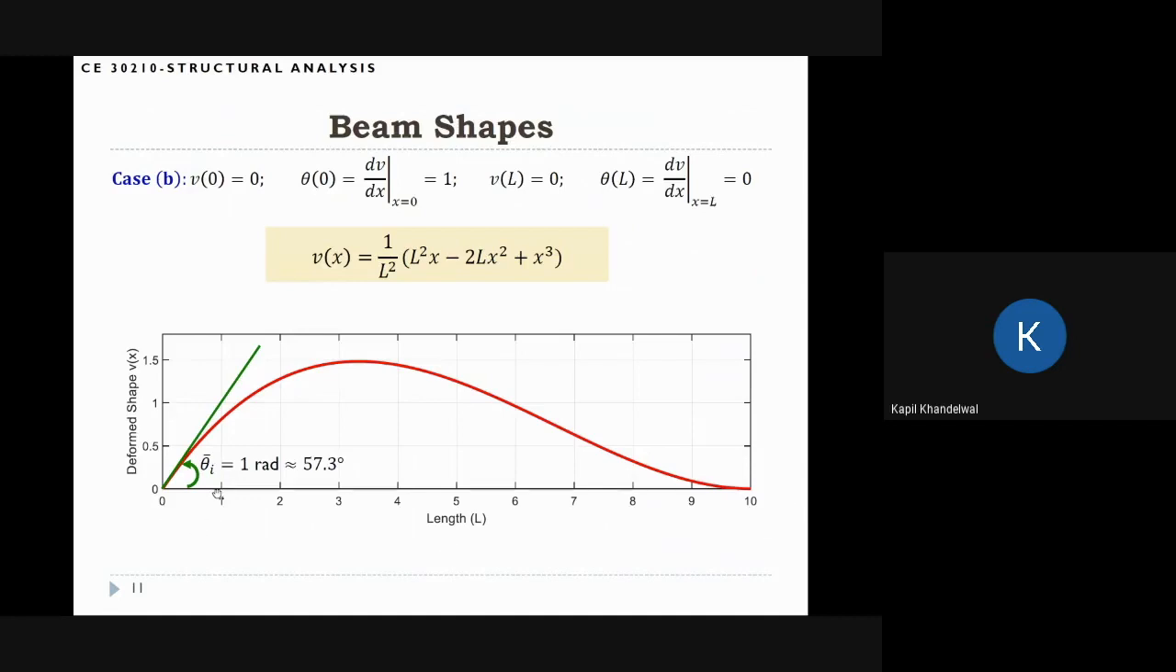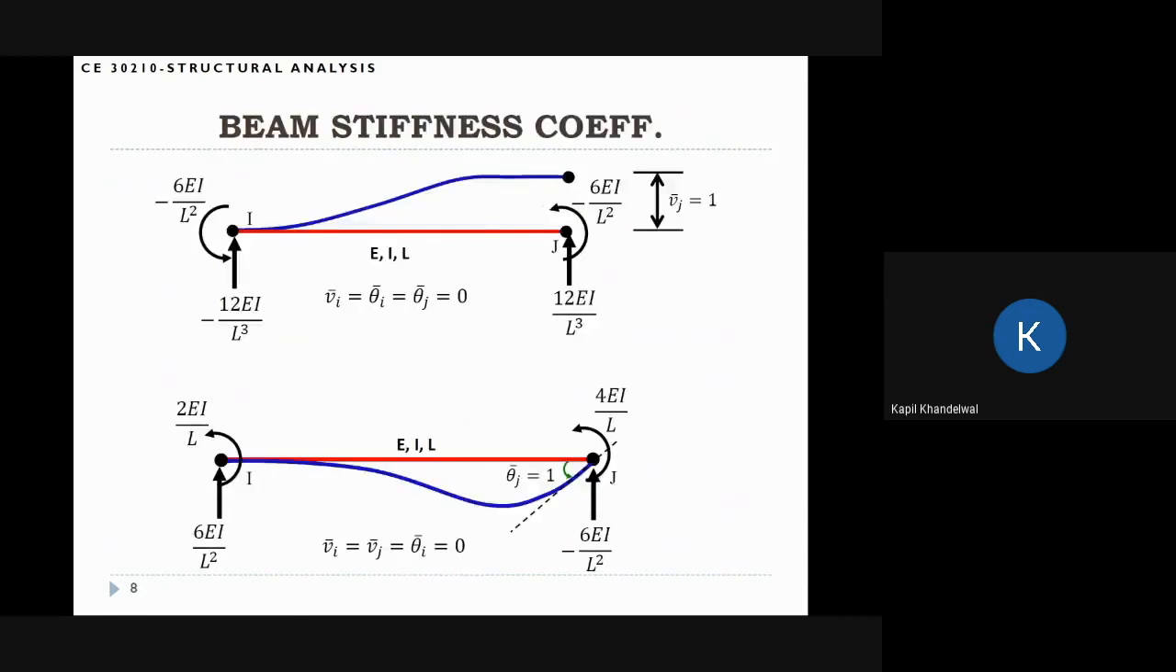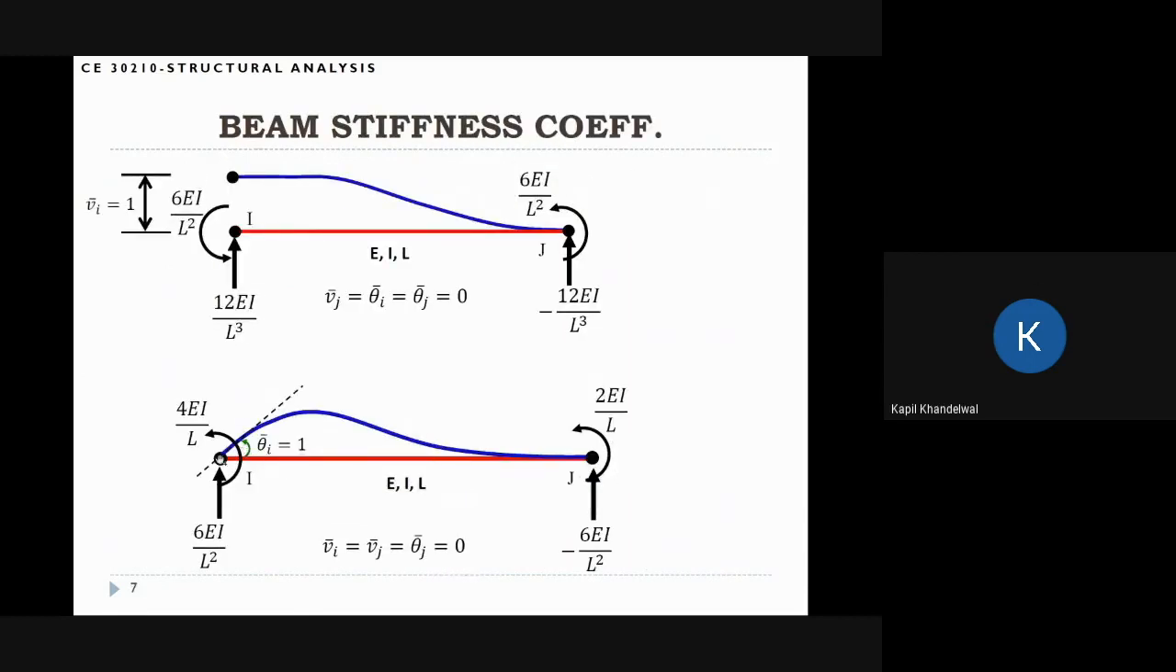And you can see that the rotation, if I draw a tangent at 0 and calculate this angle, should be 1 radian. So 1 radian is around 57.3 degrees. You can see that this angle is actually around 57.3 degrees. And this is the exact shape of the deformed beam, but when I'm drawing, I'm just representing it by this blue line here. Okay, so this is just an illustration of that deformed shape.